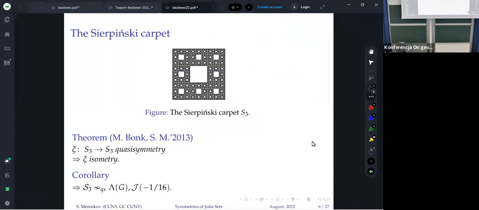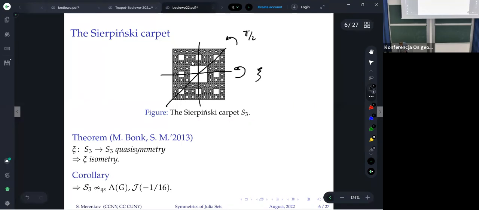Well, and going a little bit back also, Mario Bonk and myself first studied this question for the standard Sierpiński carpet S3, and one of the results we proved is that any quasi-symmetric map here has to be an isometry. So again, some pi over 2 rotations and a couple of reflections like this, but nothing else.